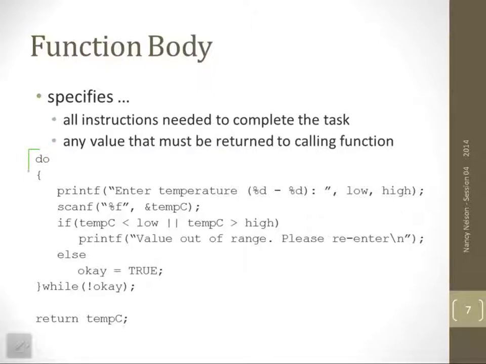Here we have an input function, and we have a typical loop. We have a do-while loop. We're looping while it's not okay. We're prompting and reading input from the user. We're checking it, printing a message if it's out of range. Otherwise, we're setting our flag OK equal to true. And once that becomes true, we'll fall out of our loop and do the final, the return part, where we're going to return the value that the user entered up here.